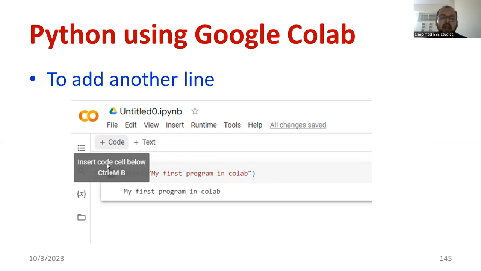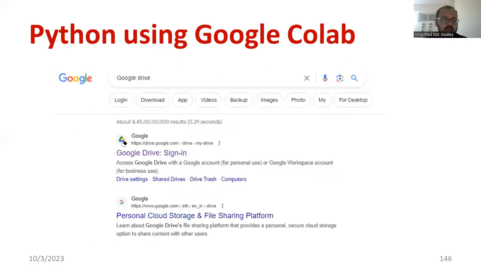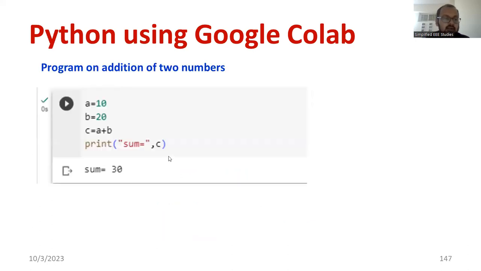Apart from that, if you want to add one more row, you can click on this particular option, Plus Code, you can see that. Understanding now? So that you will be getting new lines. I can also relocate the position in Google Drive by searching for Google Drive and just signing in.